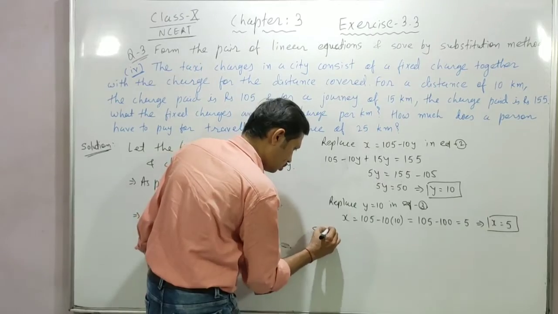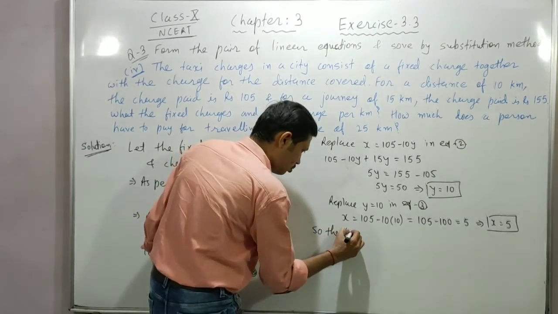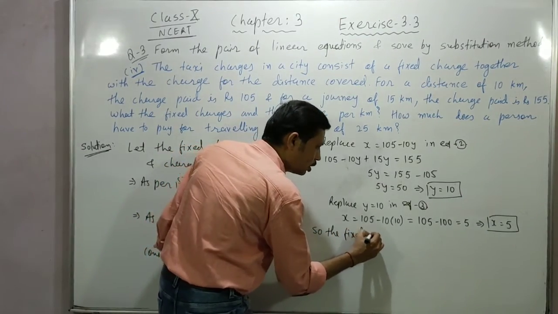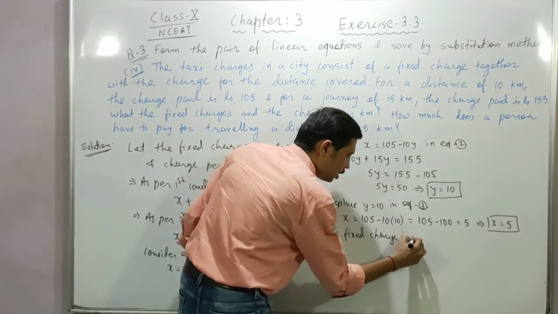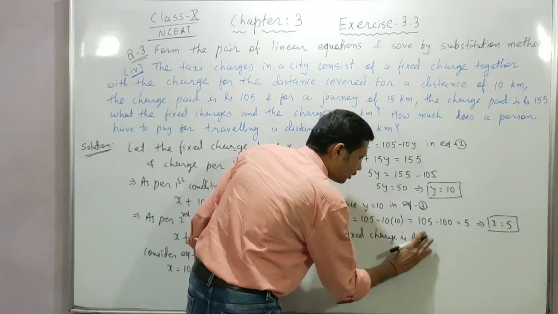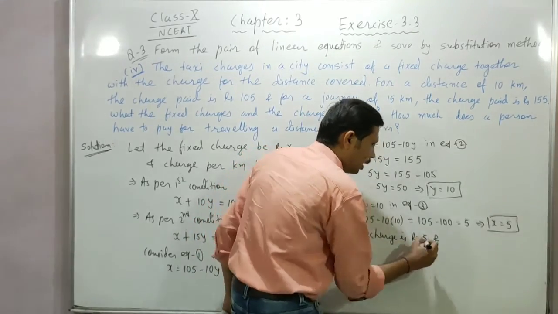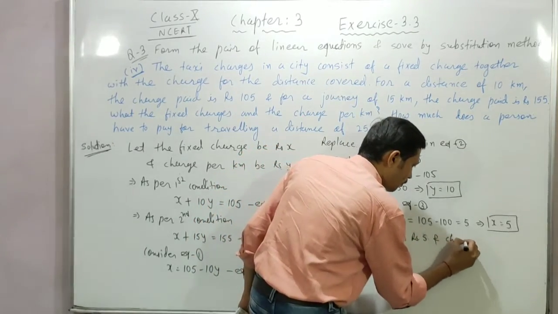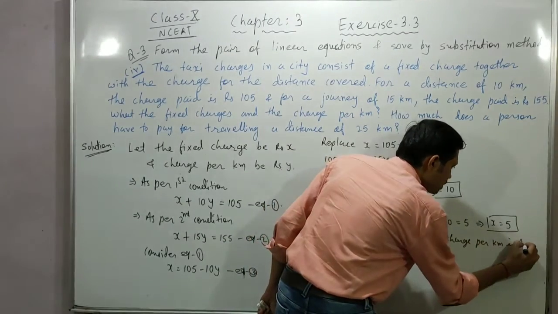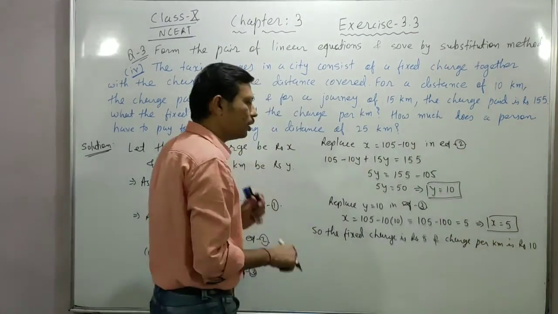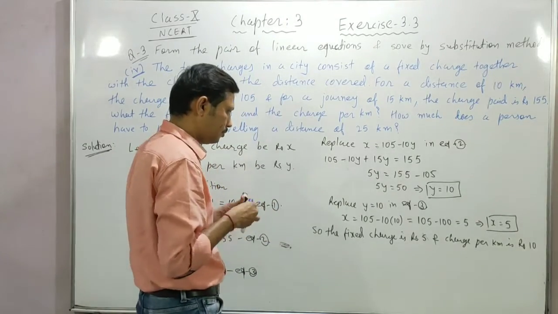So the fixed charge is rupees 5 and charge per kilometer is rupees 10. Clear? This one is our one answer.